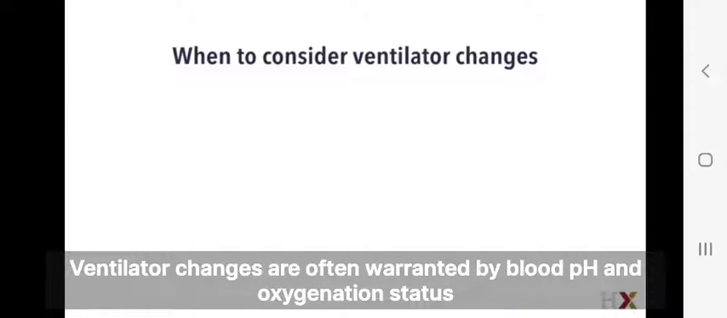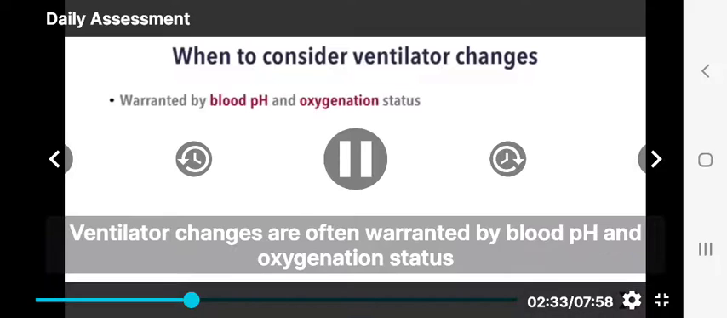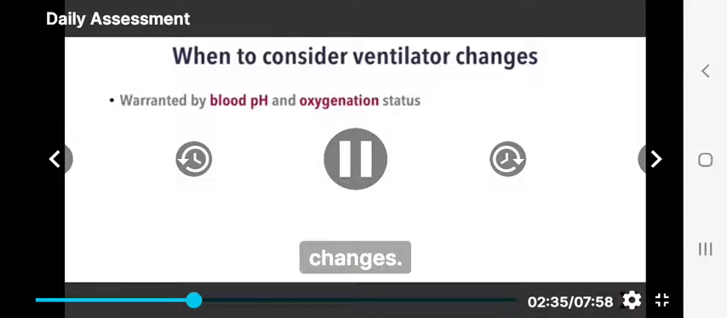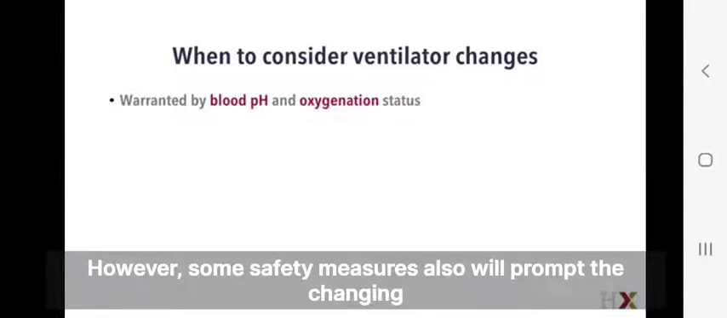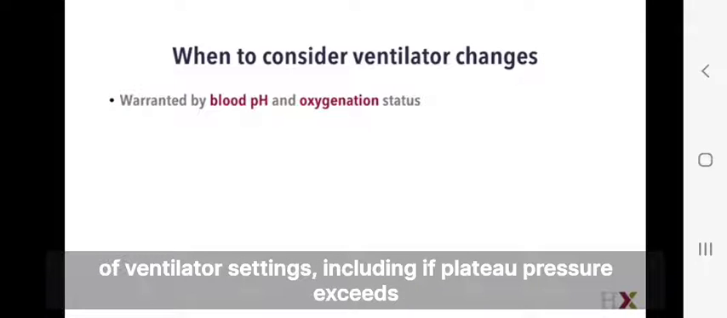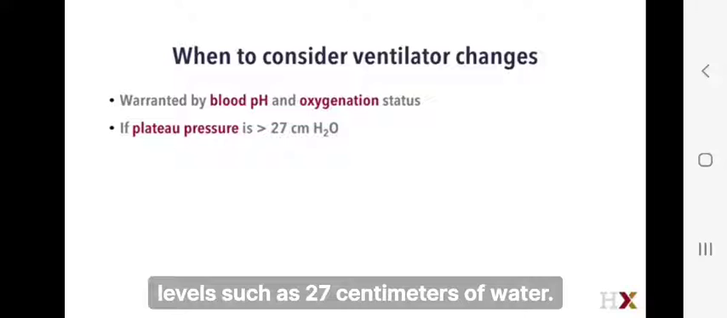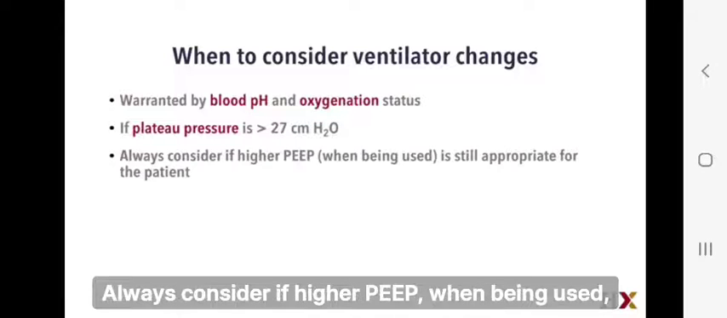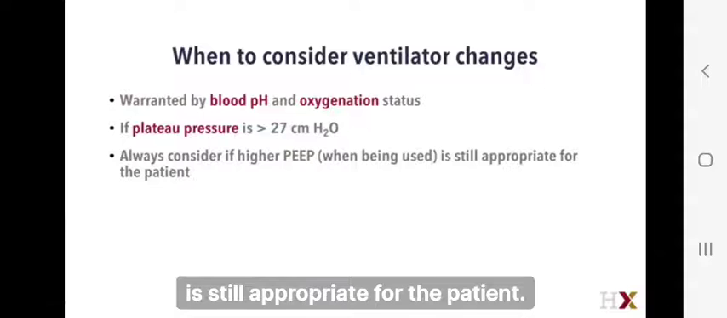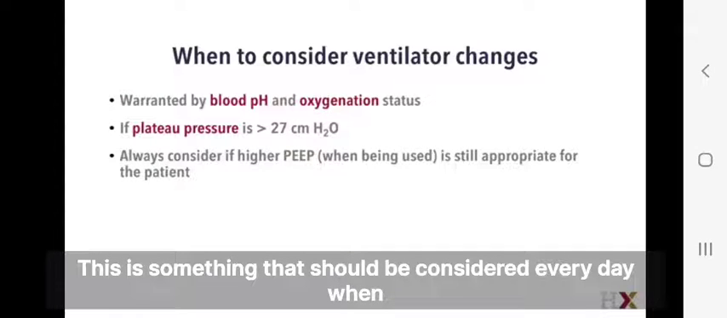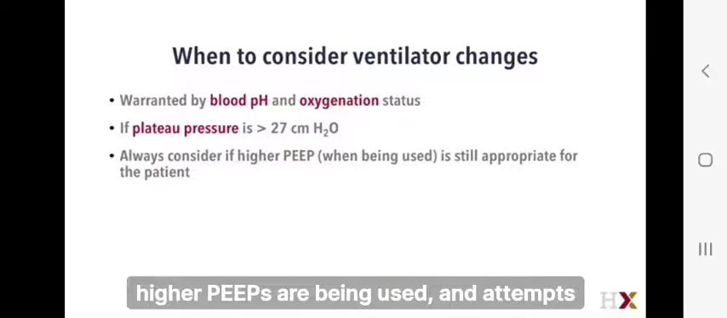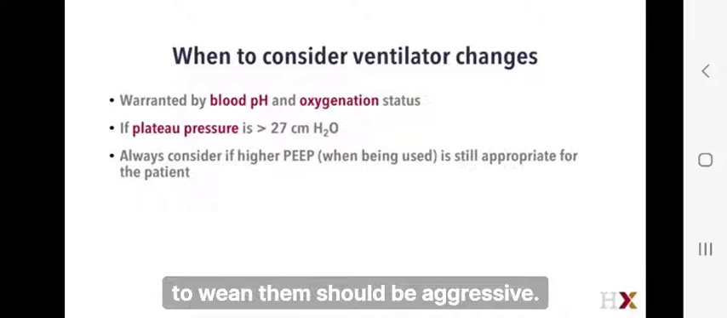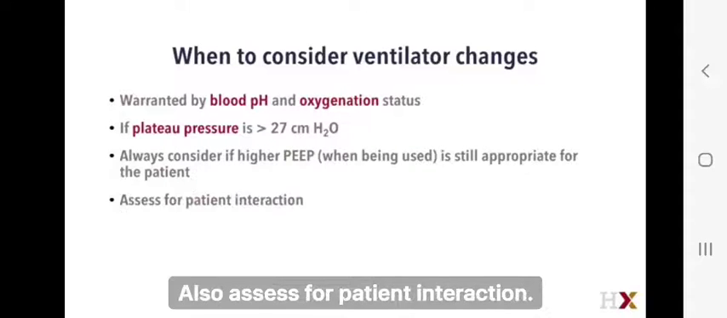Ventilator changes are often warranted by blood pH and oxygenation status changes. However, some safety measures also will prompt the changing of ventilator settings, including if plateau pressure exceeds levels such as 27 centimeters of water. Always consider if higher PEEP, when being used, is still appropriate for the patient. This is something that should be considered every day when higher PEEPs are being used, and attempts to wean them should be aggressive. Also assess for patient interaction.